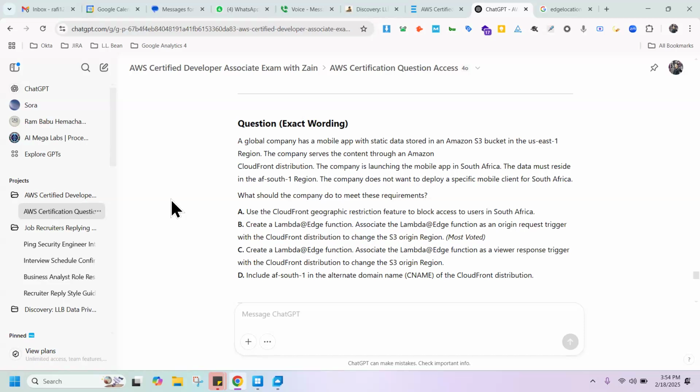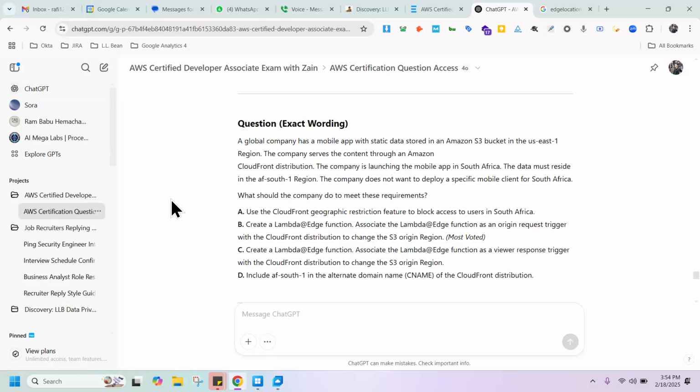So the first option is incorrect. Why? Because it says use the CloudFront geographic restriction feature to block access to South Africa. The question is that we have to serve our mobile app to South Africa, not block the others, right? So the first option is incorrect 100%, because it is talking about blocking access, not giving access, right?